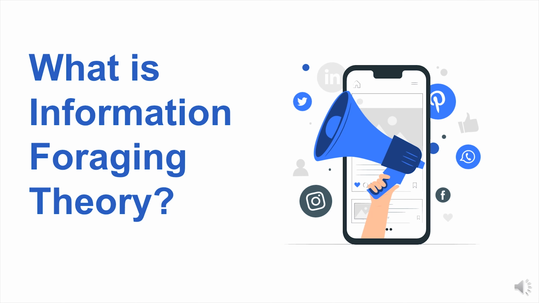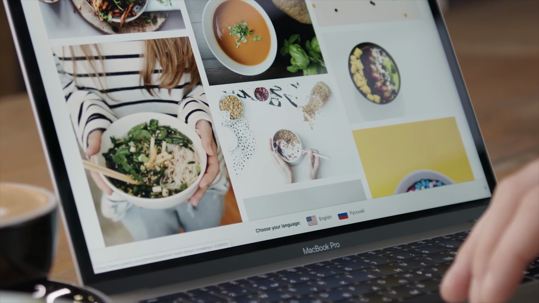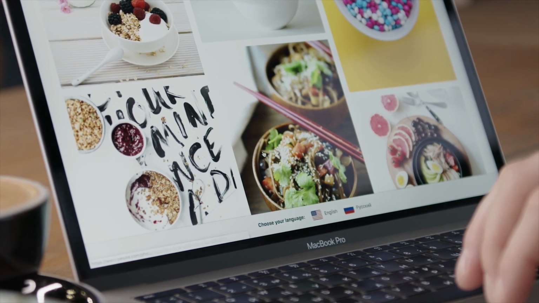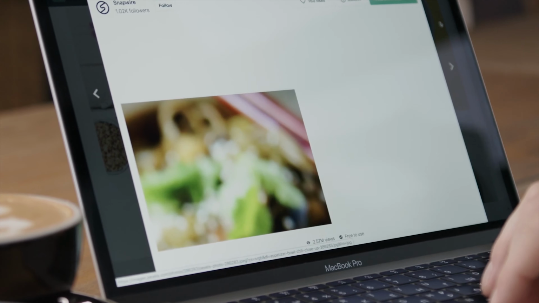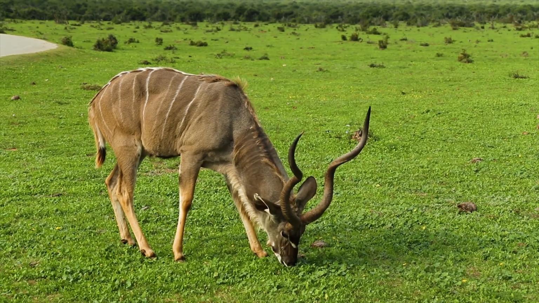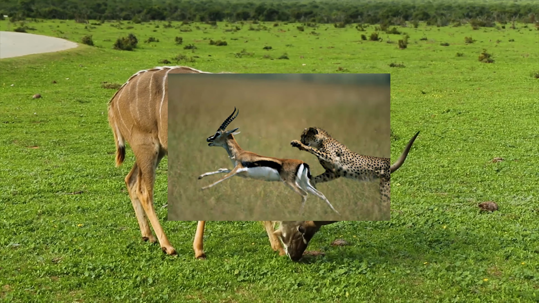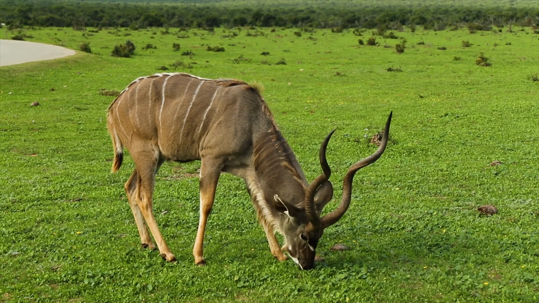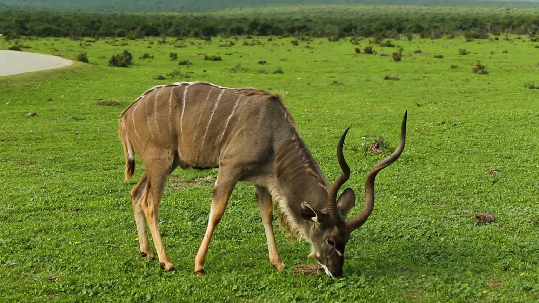So first of all, what is information foraging theory? This theory was developed by Pirolli and Card in 1999. The information foraging theory asserts that people look for information on the web in the same way in which animals forage for food in the wild. For example, predators decide where and what to hunt depending on how easily they can get the prey and how much energy the prey will provide.